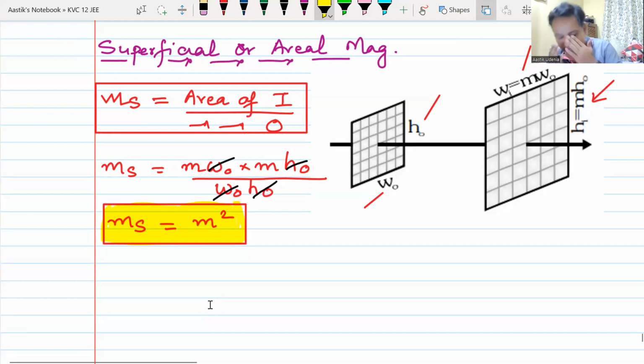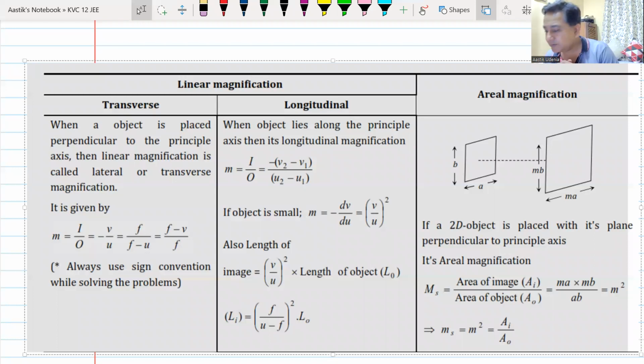Three types of magnification, yes, we have seen. In fact, two types of magnification we have seen. Linear magnification for one-dimensional object. Areal magnification for two-dimensional object. And here, again, I show you the same thing, but now it is in a table where everything is written in one space. So you can just have a look at this.